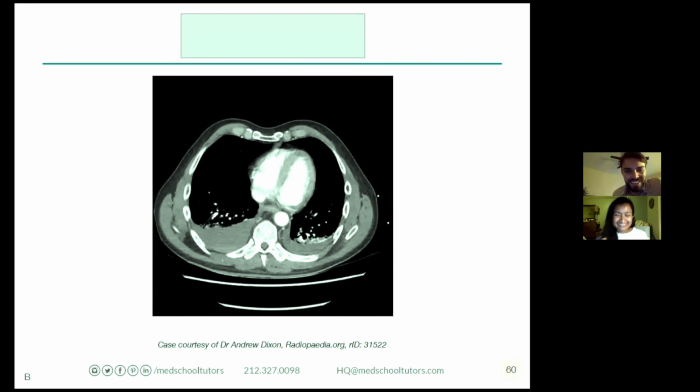All right. So now we're back in the chest. Again, not a lung window here. So I'm not looking at the lungs, even though we're in the chest. They're not showing me that. They're showing me a soft tissue window. So why are they showing me a soft tissue window?